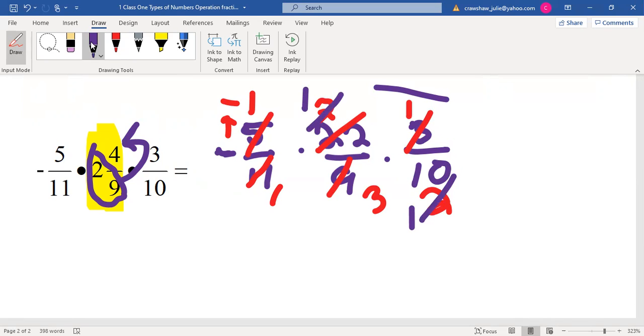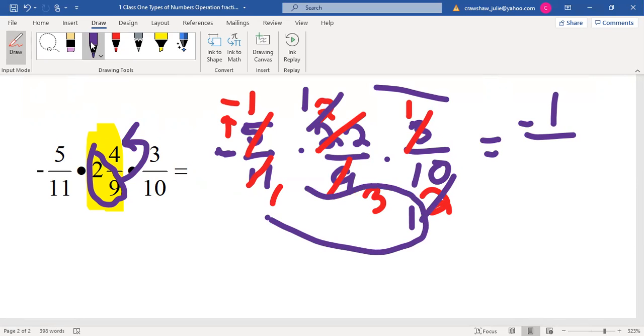So now when I multiply all my numerators, I have negative 1 times 1 times 1, which is going to give me a negative 1 on top. And then on the bottom, all I have is 1 times 3 times 1, which gives me a 3. So this multiplies out to be equivalent to negative 1/3.